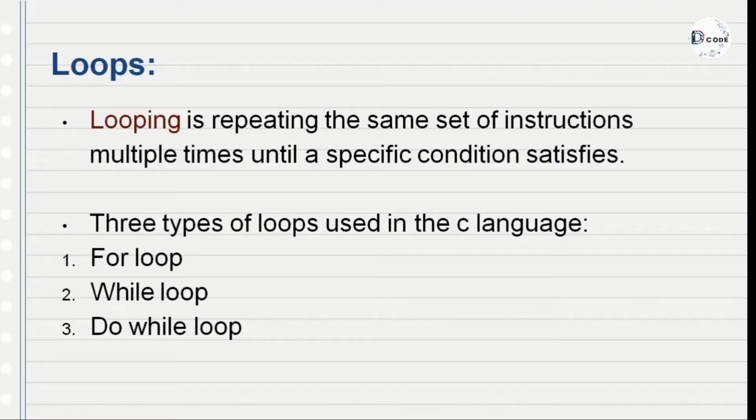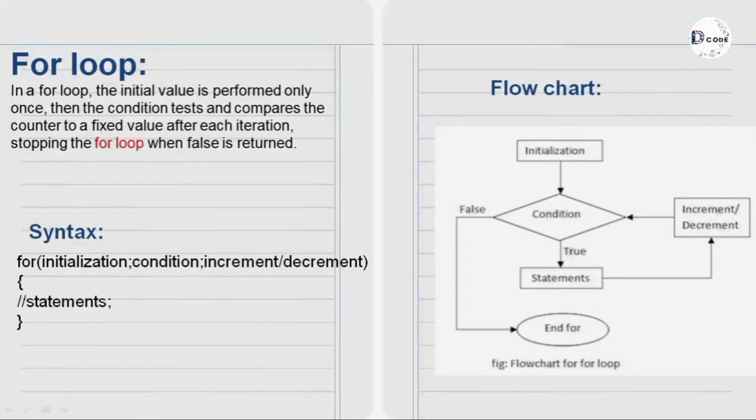Let us move on to the next concept, that is loops. There are three loops in the C language: for loop, while loop, and do while loop. First, let us discuss the for loop. Just take a look at the syntax.